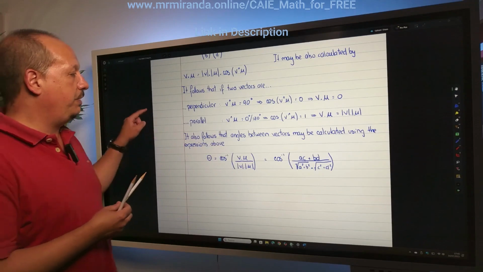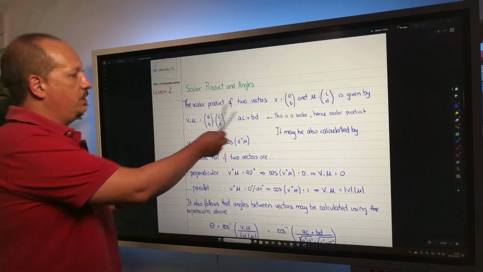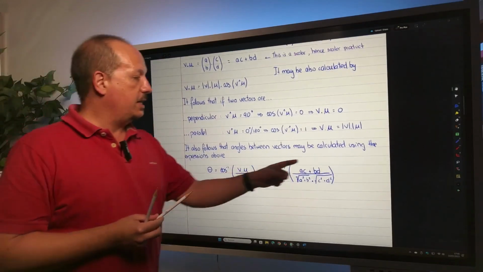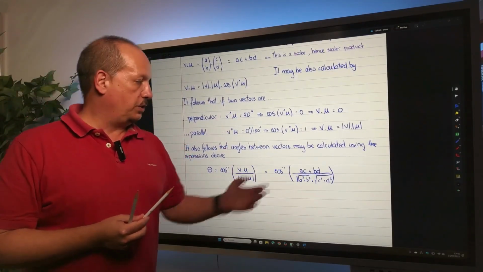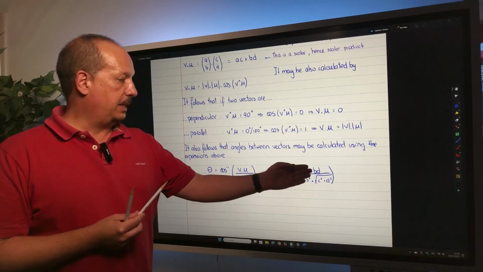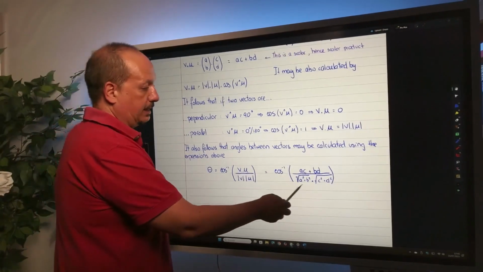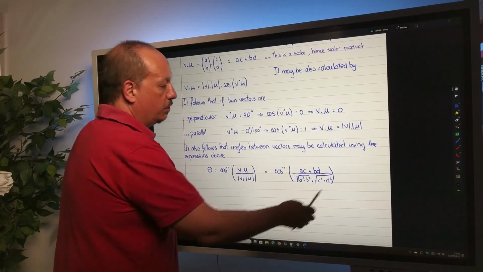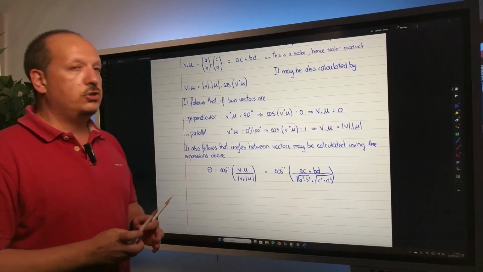And what is v times u? v times u is this. So if you know the components of the two vectors, you can immediately, using this formula, calculate the angle between them. Just apply this. Don't forget that this is the magnitude of v and this is the magnitude of u. So you can get the angle between them.